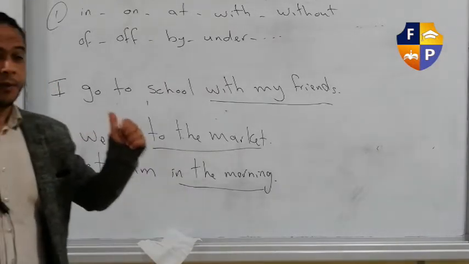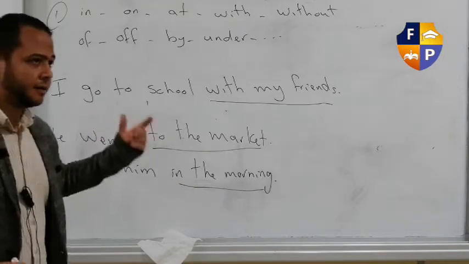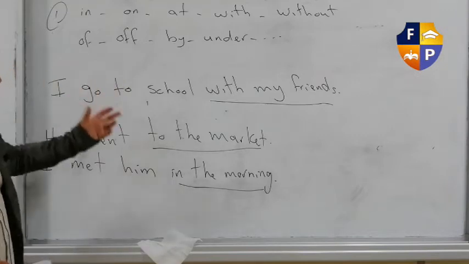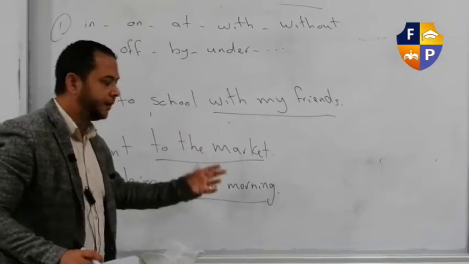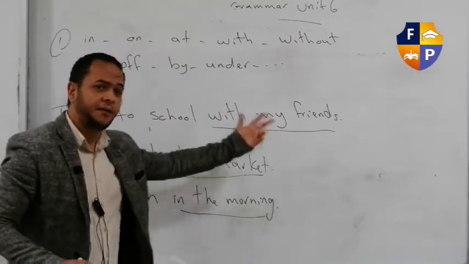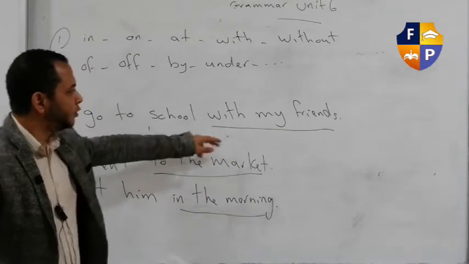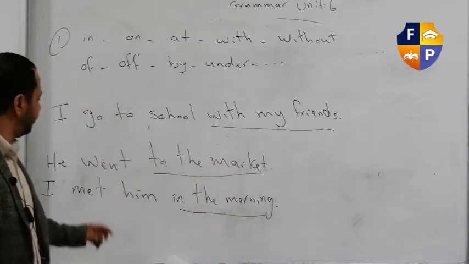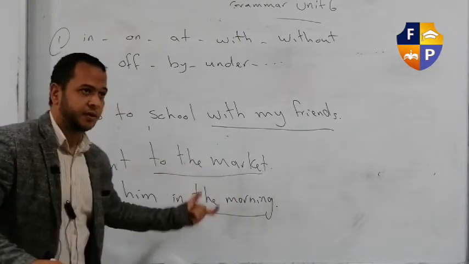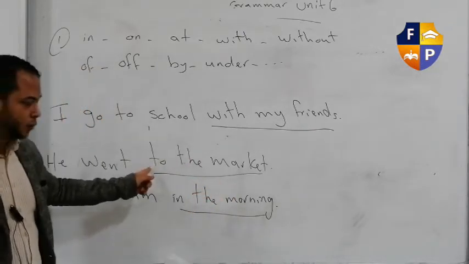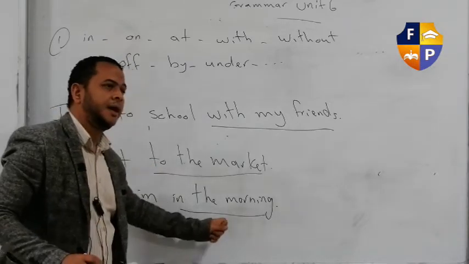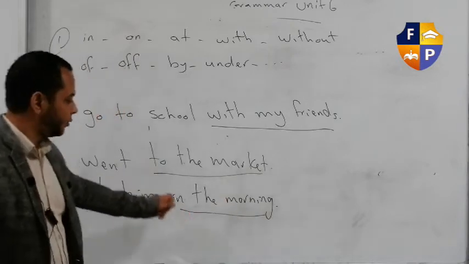Again, a prepositional phrase is any phrase that starts with a preposition like in, on, at, with, without, of, by, under, all these prepositions. For example, number one, I go to school with my friends. With my friends, this is a prepositional phrase because it starts with the preposition with. Number two, he went to the market. To the market, this is a prepositional phrase. It starts with the preposition to. I met him in the morning. In the morning, this is another prepositional phrase. It starts with the preposition in.